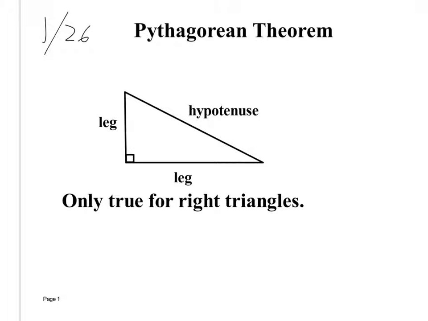Today we're going to talk about the Pythagorean Theorem. The Pythagorean Theorem is a way, if you know two sides of a right triangle, you can find the other one. A guy named Pythagoras came up with this a long time ago.